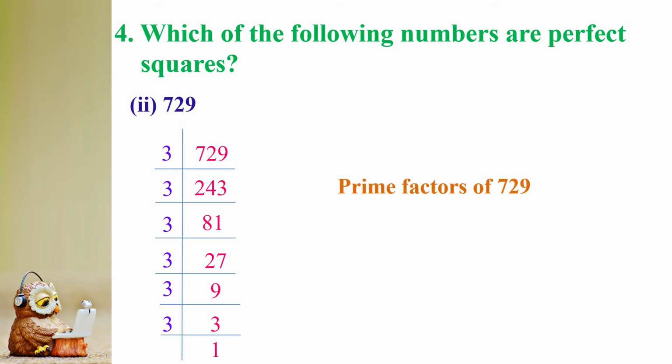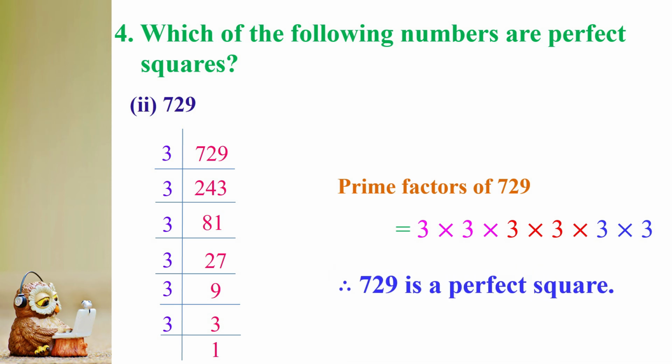Now we have to write the prime factors of 729: 3 into 3 into 3 into 3 into 3 into 3. See the factors, 3 pairs of 3. No other factors are left. Therefore, 729 is a perfect square.